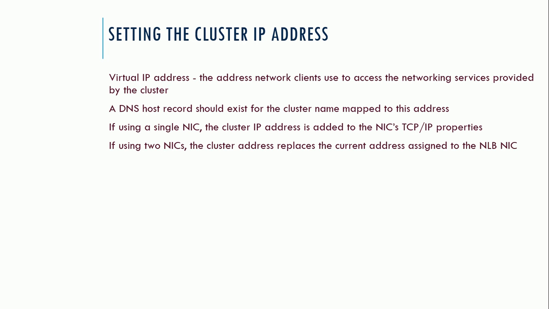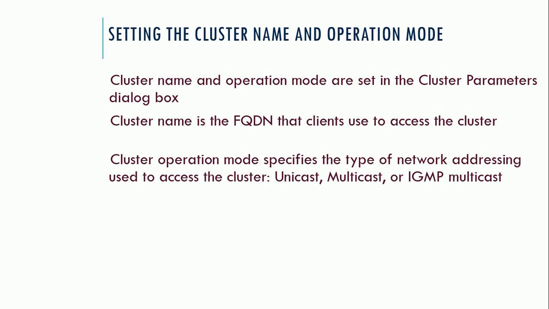If you're using a single NIC, the cluster IP address is added to the NIC's TCP/IP properties, but that's not the recommended way to do this. It's much cleaner if you use 2 NIC cards. If you use 2 NICs, then the cluster address replaces the current address on the NLB NIC. So again, it's a little better if you have 2 NIC cards rather than 1. You can do this with 1 NIC card, but it is better to have 2 NIC cards.